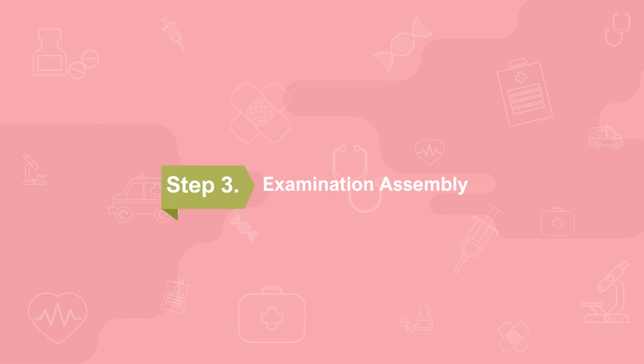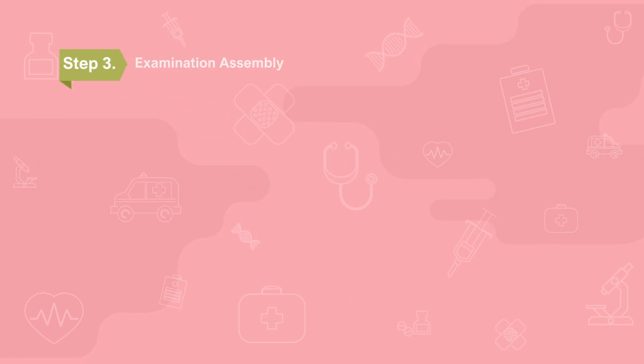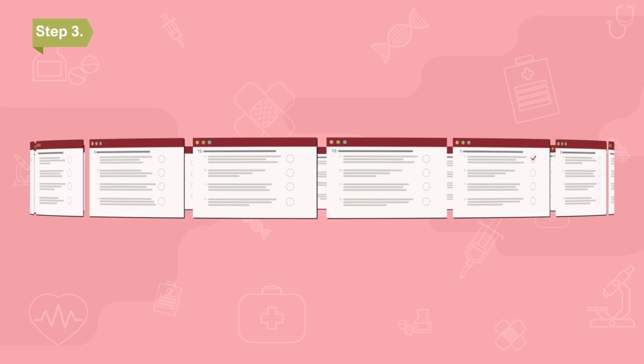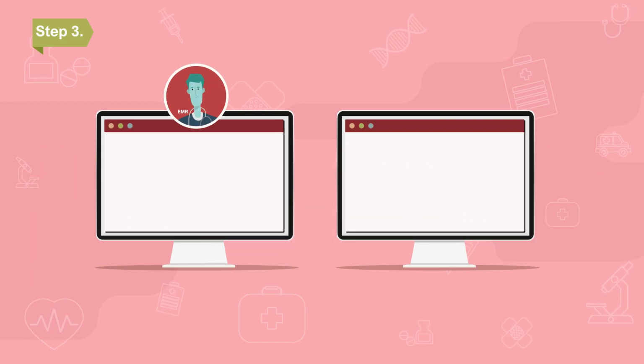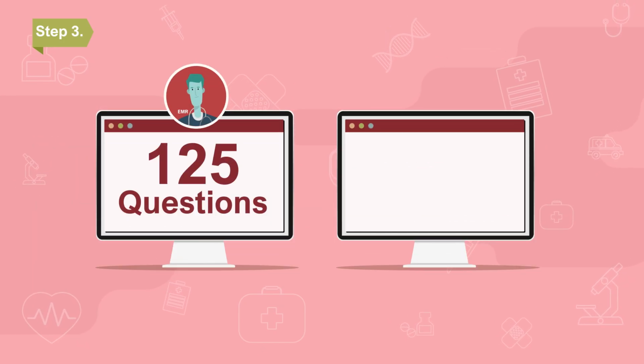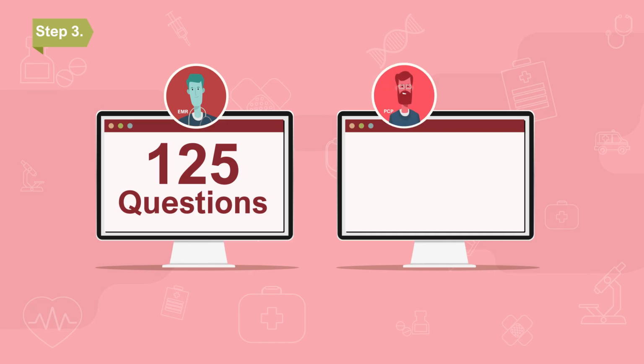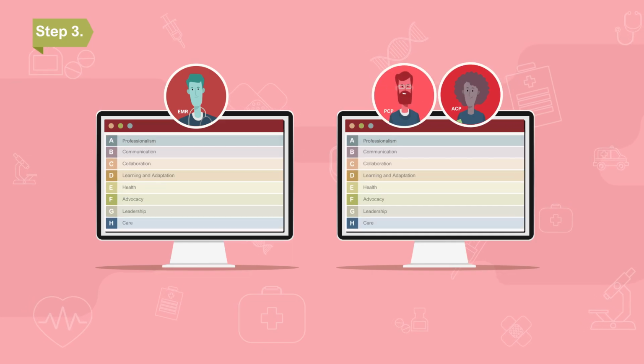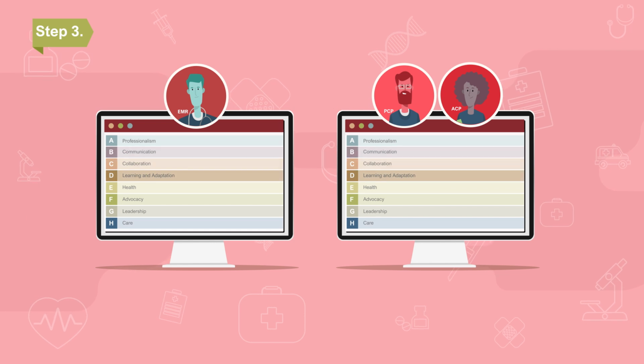Step 3. Examination assembly. The questions are now developed. Next comes the assembly of the exam. EMR examinations have 125 questions, while PCP and ACP have 200. The 8 competencies are measured in each exam as detailed in the blueprint.